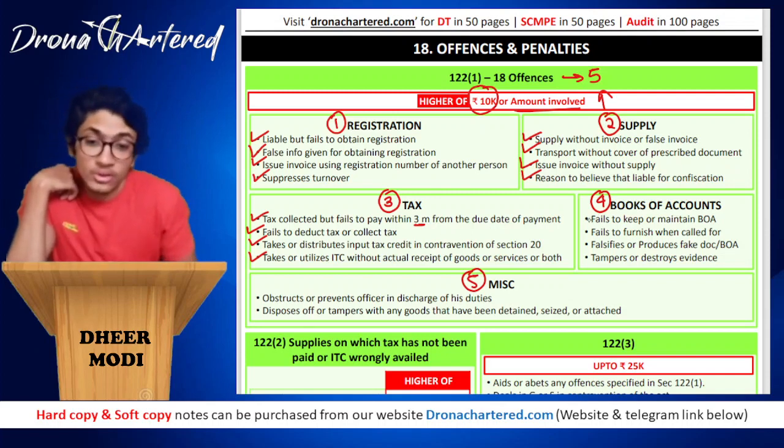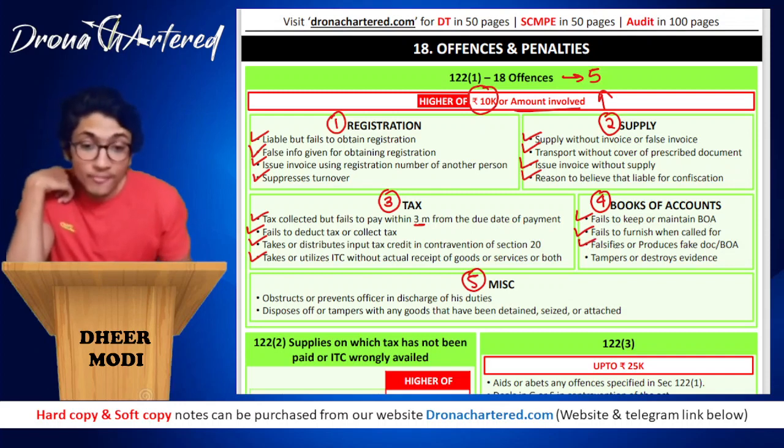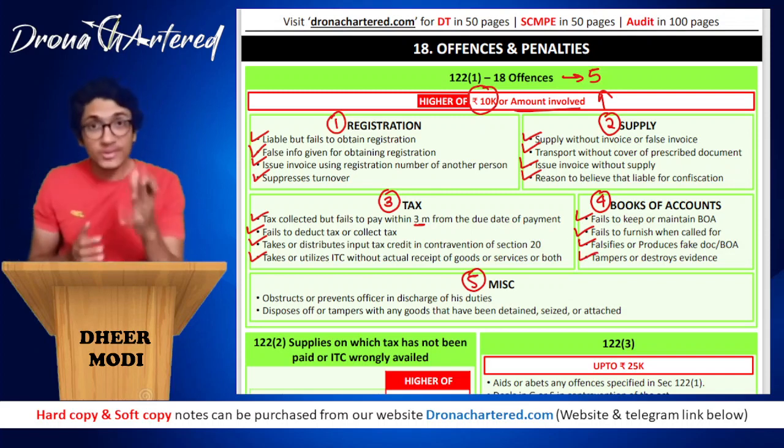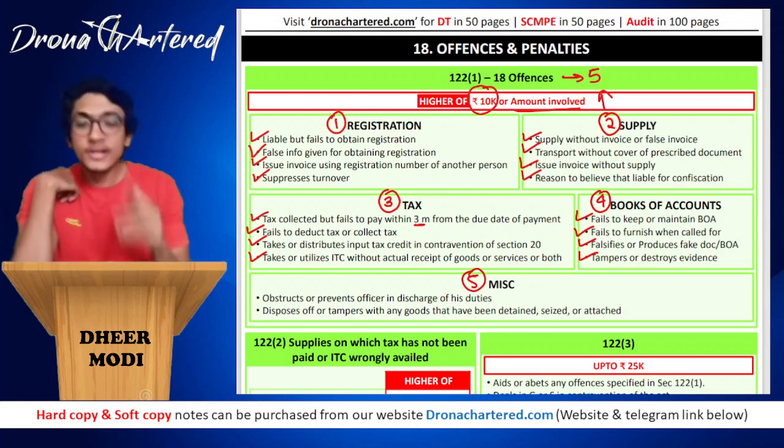Okay, next is your books of account, that is fails to keep or maintain books of accounts, fails to furnish when called for, when books of accounts have been called for, falsifies or produces fake books of accounts, and tampers or destroys evidence. So in case you destroy your books of account, this will also come under this section. So we have already done our 16 offenses.